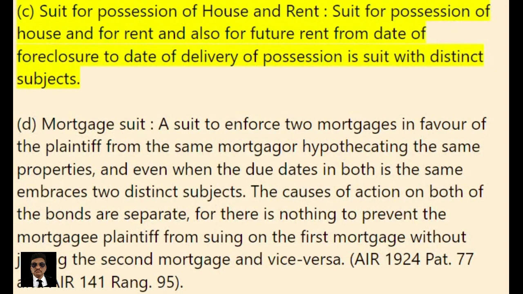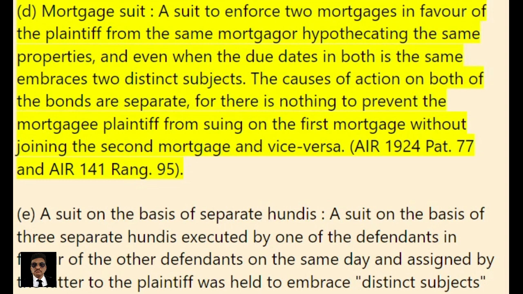C. Suit for possession of house and rent. A suit for possession of house and for rent and also for future rent from date of foreclosure to date of delivery of possession is a suit with distinct subjects. D. Mortgage suit. A suit to enforce two mortgages in favor of the plaintiff from the same mortgagor hypothecating the same properties, even when the due dates in both are the same, embraces two distinct subjects. The causes of action on both of the bonds are separate, for there is nothing to prevent the mortgagee plaintiff from suing on the first mortgage without joining the second mortgage and vice versa. AIR 1924 Pat 77 and AIR 1941 Ran 95.